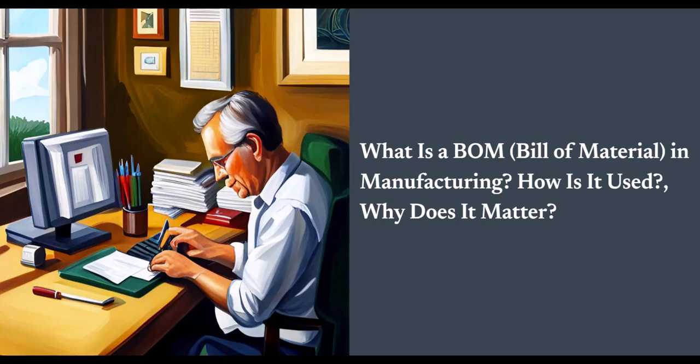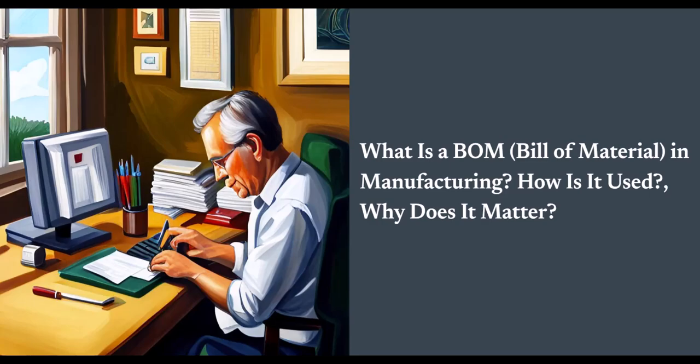Now, let's talk about the structure of the BOM. There are two main types, the single-level BOM and the multi-level BOM. A single-level BOM is straightforward, listing all components required for a finished product in one flat list. It's like a simple grocery list. On the other hand, a multi-level BOM is a bit more complex. It breaks down the product into its various assemblies and sub-assemblies, providing a hierarchical view. This is particularly useful for more intricate products, like a car or a smartphone, where multiple layers of components come together to create the final product.